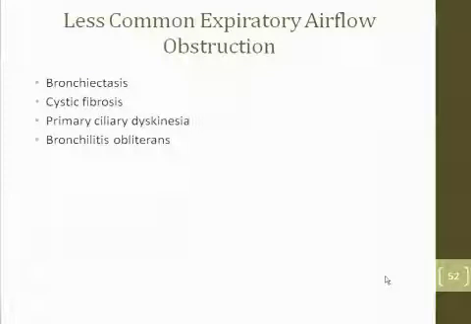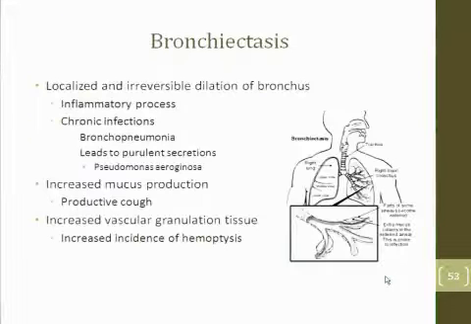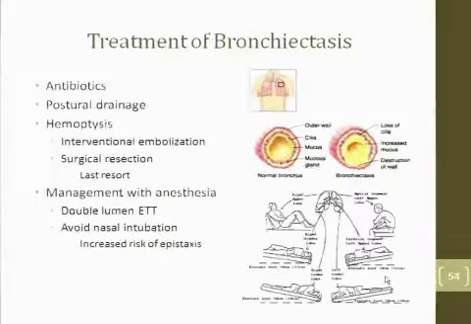Less common airflow obstructions are things like bronchiectasis, cystic fibrosis, primary ciliary dyskinesia, and bronchiolitis obliterans. Bronchiectasis is basically localized and irreversible dilation of the bronchus. It's an inflammatory process, usually from chronic infections, such as bronchopneumonia, and also very commonly due to Pseudomonas aeruginosa. It leads to increased mucus production, productive cough, and also an increase in granulation tissue, which increases the incidence of hemoptysis. Treatment of bronchiectasis is with antibiotics; postural drainage is a big thing.